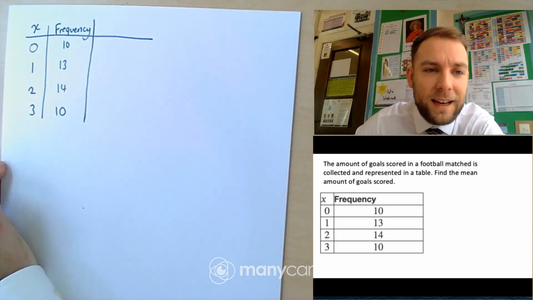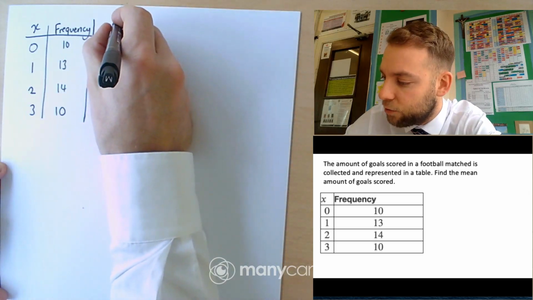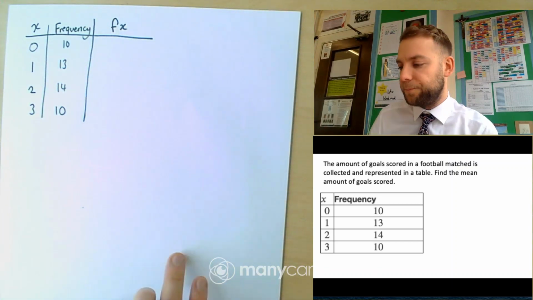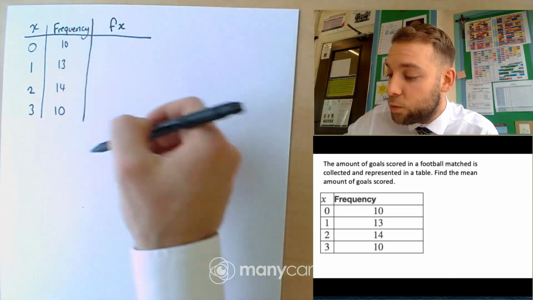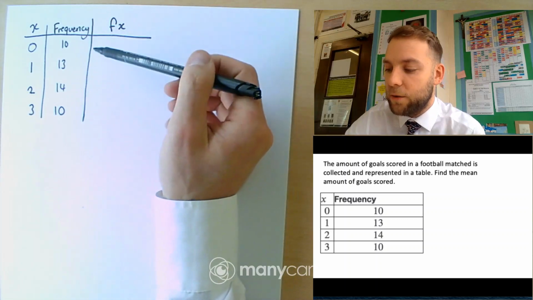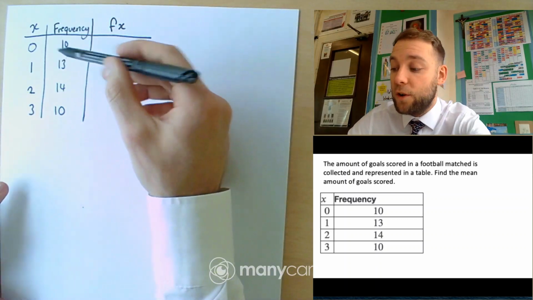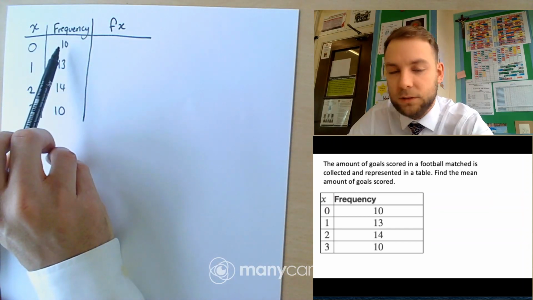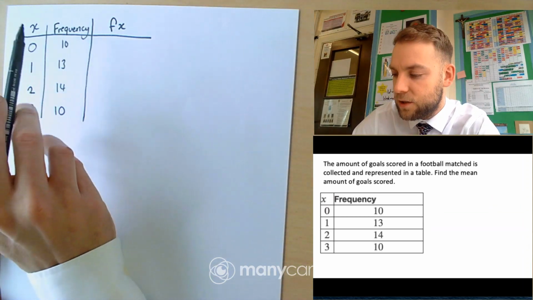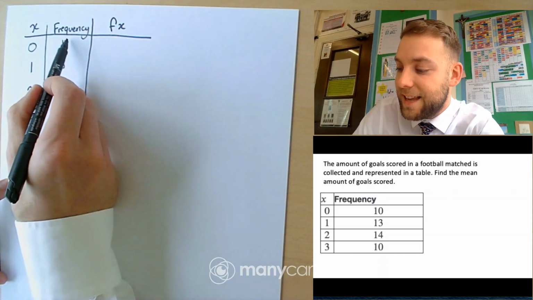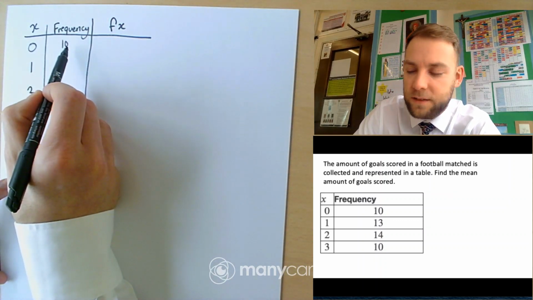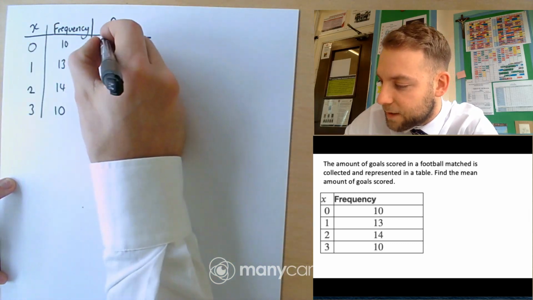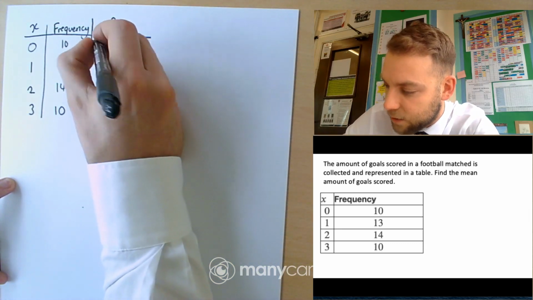And then we need our extra column on here, which is called the FX column. We use this FX column to find out the total amount of goals scored over several games. So for this one here, we've got 0 times 10. What this actually means is that in 10 games, they didn't score any goals. So it's 10 times 0, which is your FX column, which is 0.